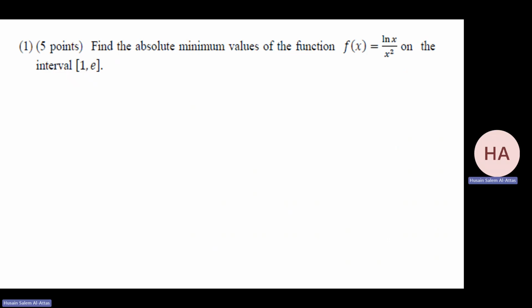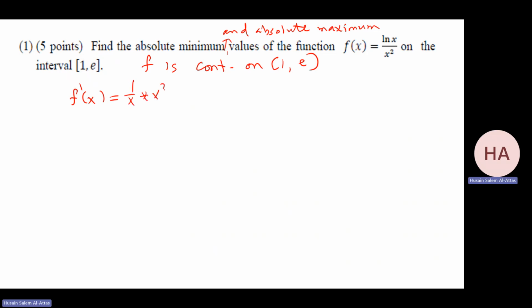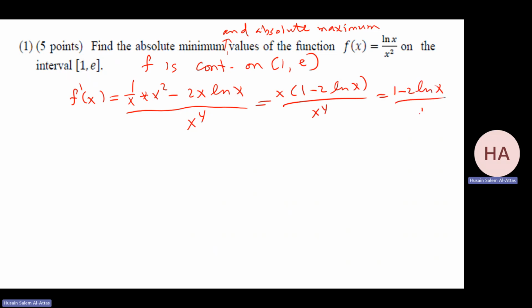Find absolute minimum, absolute maximum. I think they mean the values of the function. So f is continuous. Very clear. Everything is defined. F prime: derivative of the numerator, which is 1 over x, times the denominator, minus the denominator's derivative times the numerator, over x to the power 4. I can take x common factor: 1 minus 2 ln x over x to the power 4, which is 1 minus 2 ln x over x cubed.